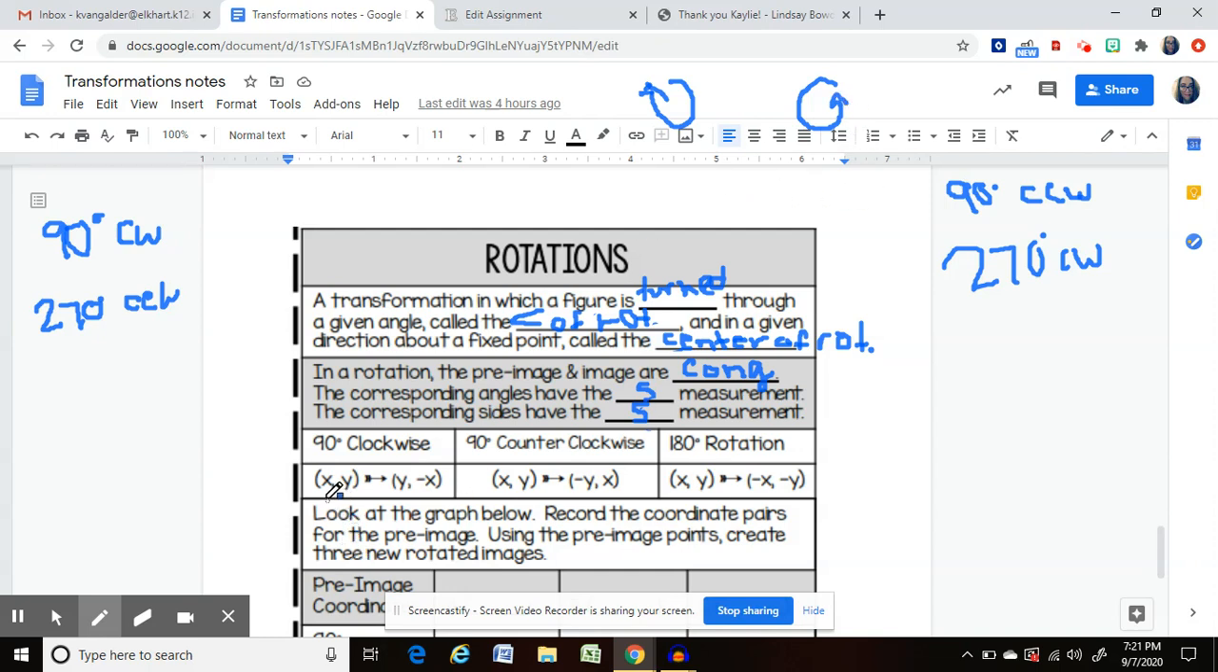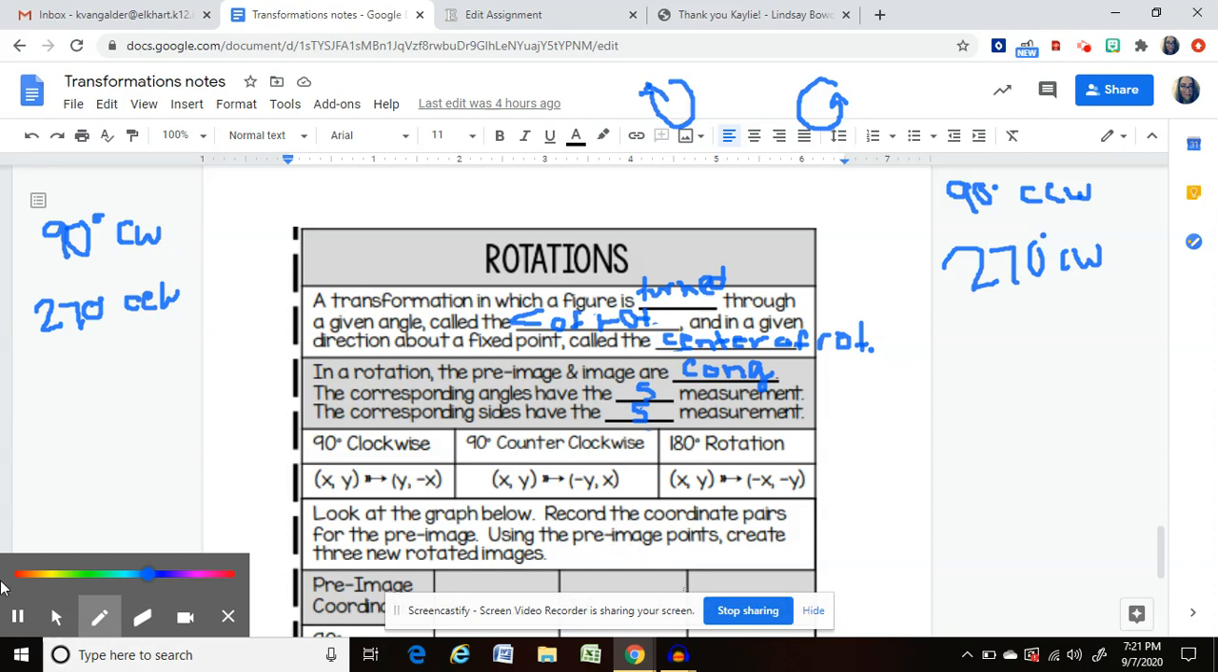So if we look, when we go 90 degrees clockwise, we're going to flip the x and the y and make x the opposite. If we go 90 degrees counterclockwise or 270 degrees clockwise, we flip the x and the y and we make y negative. And if we do a 180 degree rotation, we don't flip anything. We keep x and y in the same spot, but we make them opposite.